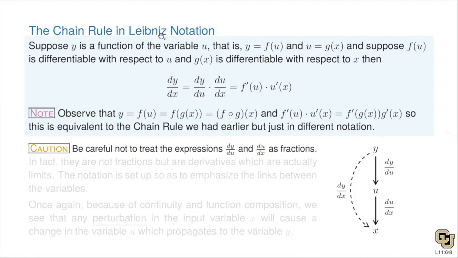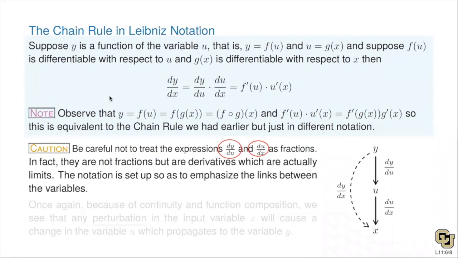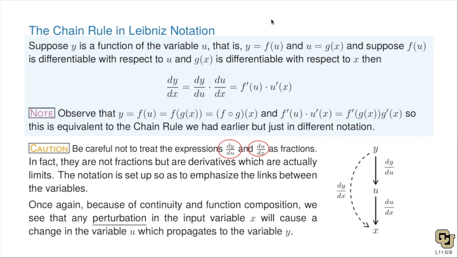A couple of comments. dy du and du dx are not fractions, even though we've written them that way. They're actually limits, so they're derivatives, which are actually limits. But the notation, as I said, is to emphasize the links between the variables, and I'll show you in an example. And again, it's just the usual chain rule idea that because of continuity, any change in x will be felt all the way up to y, through the continuity, through the composition.